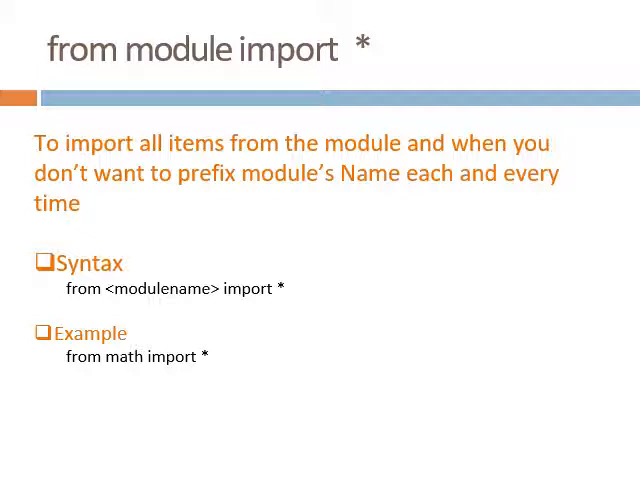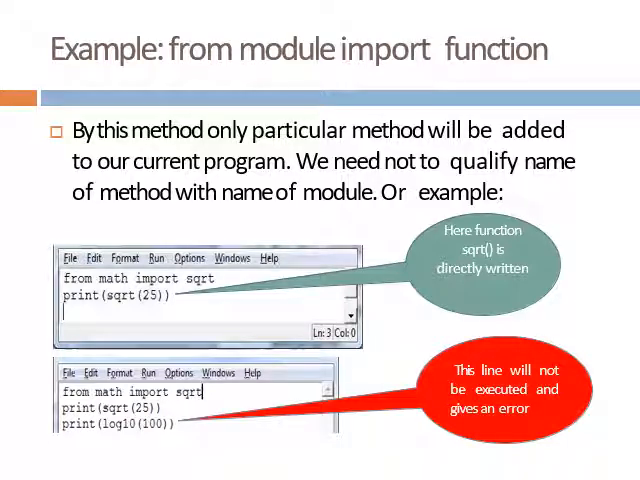Let's see a few examples, comparing with the other two types of importing a module. First, we will compare with the from module import function type. In this type you import only one particular function which you require, and that function can be used without prefixing the module name. Let us see an example: from math import sqrt. I need only the square root function imported to my program. When I print the square root of 25, it gives me an output of 5.0.